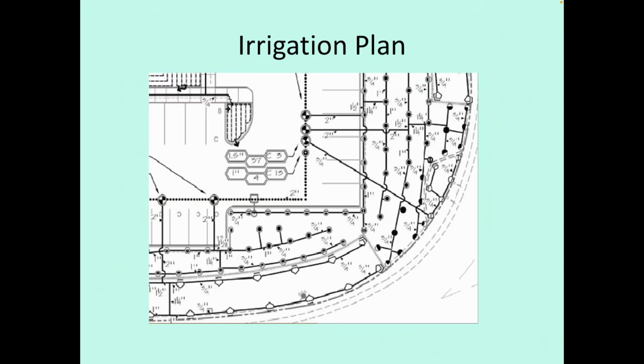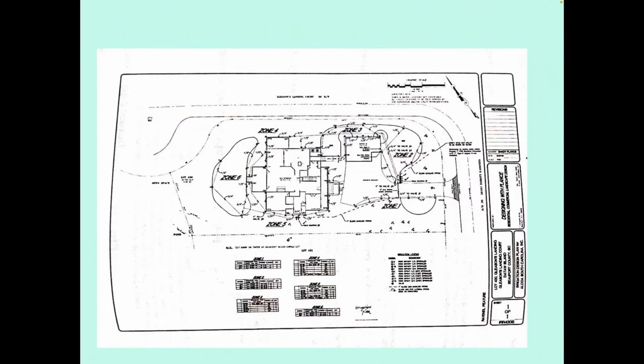Irrigation plans. This is one part of an irrigation plan, so it shows you all the different types of heads, where they're spraying, what lines they're connected to, where you want the lines installed, where the valve boxes are located, and those sorts of things. So this would give you one piece of an irrigation plan.